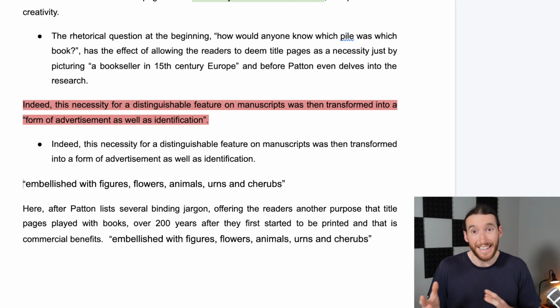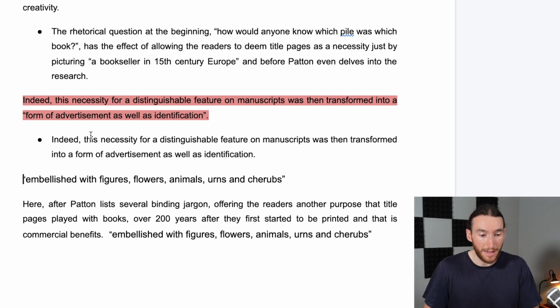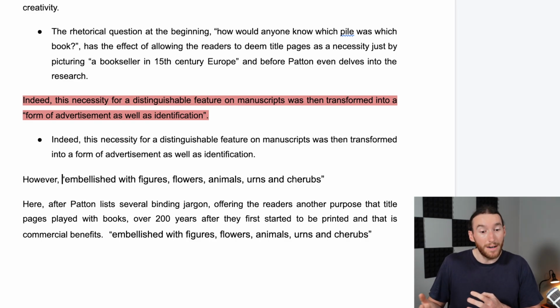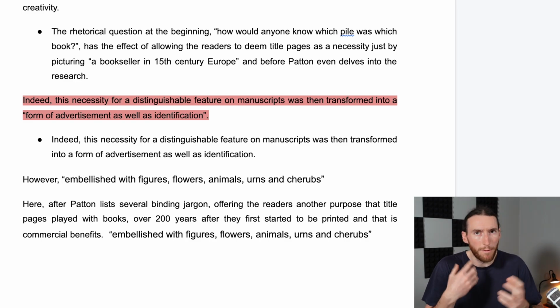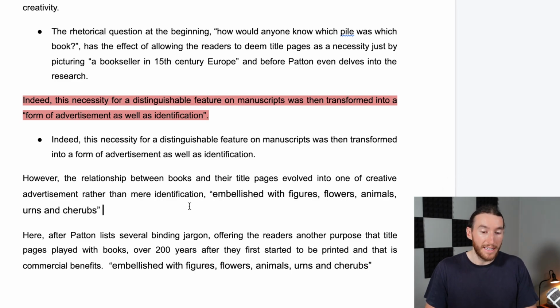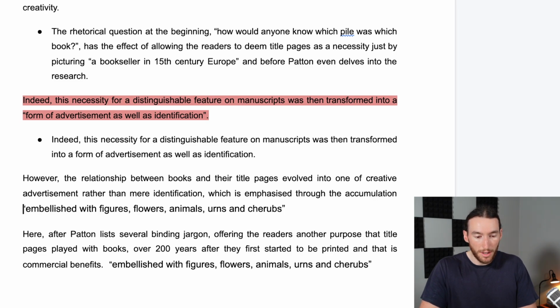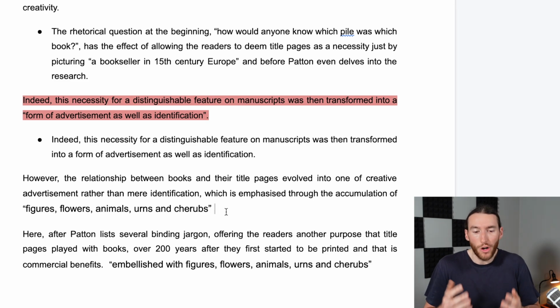Now I'm just going to write another sentence to show you what a second piece of evidence could have looked like. Remember that the first point was about how it was a necessary means of identification, right? But now we want to say, however, it's important to use the right word here. Don't say moreover or furthermore, because we're actually going to be making a different point here. So we're going to say the relationship between books and their title pages evolved into one of creative advertisement rather than mere identification, which is emphasized through the accumulation. That means listing. There's a list here of figures, flowers, animals, urns, and cherubs.